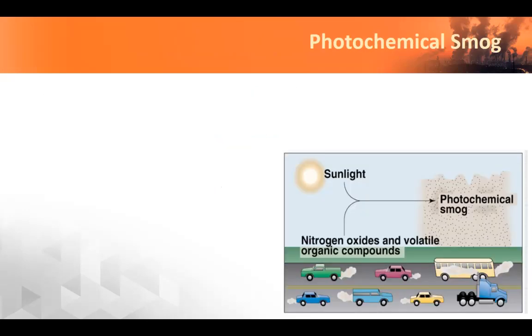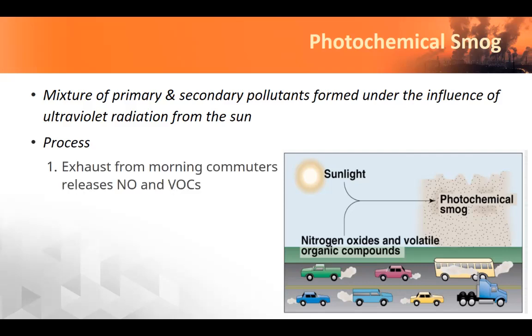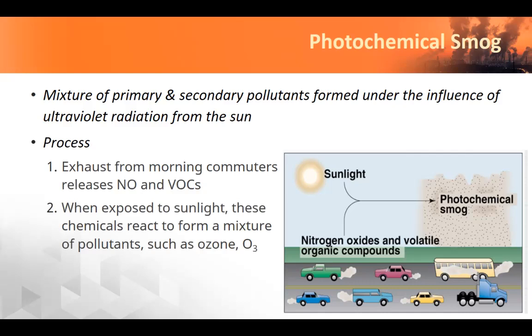Now, photochemical smog is slightly different. It's a mixture of primary and secondary pollutants formed under the influence of ultraviolet radiation from the sun. And as we saw in the video, the process starts with the emission of nitrogen oxides and VOCs. Once those are released into the atmosphere and exposed to sunlight, the chemicals react to form a mixture of pollutants, which includes that low-level ozone, which remember is O3.